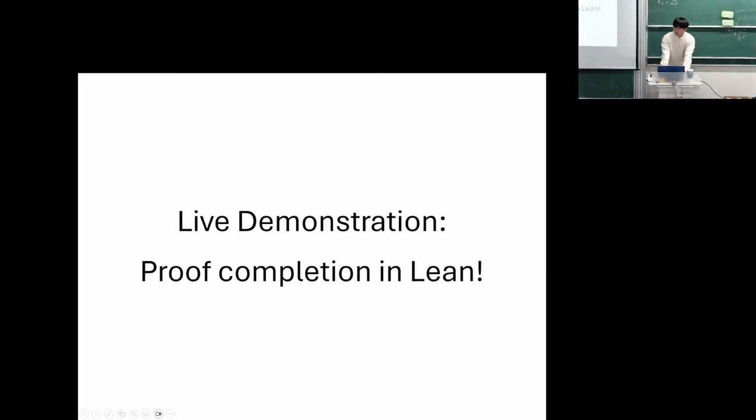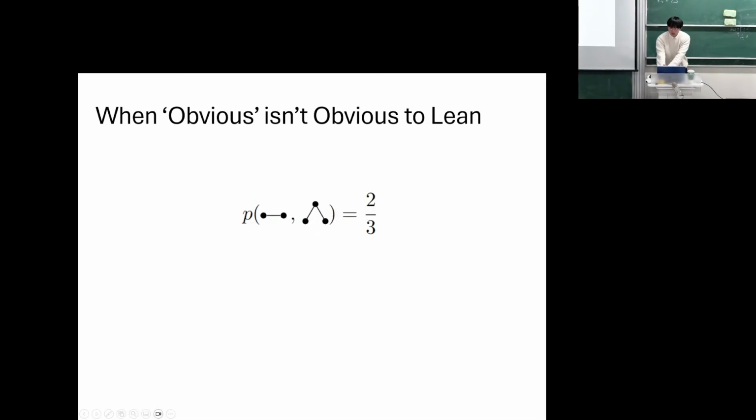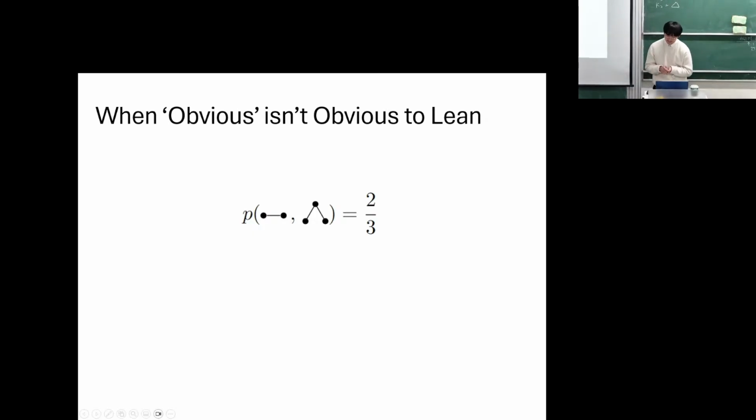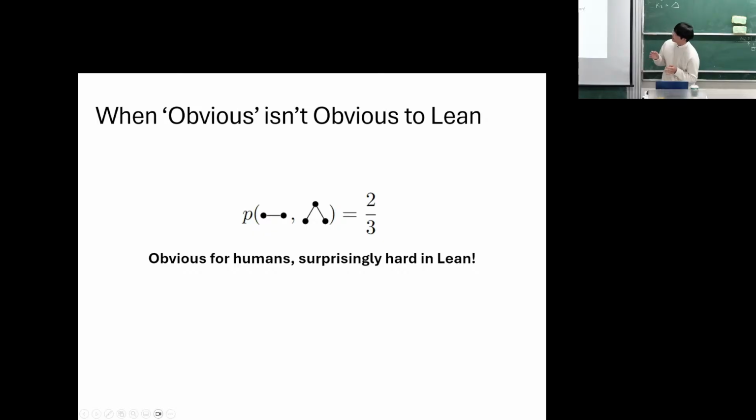And for the rest of the talk, I would like to share an experience from our formalization process. Consider proving this statement. For a human, it is quite obvious that this subgraph density is 2 over 3. However, when we tried to prove this in Lean, it turned out to be surprisingly hard. The proof required hundreds of lines of code. Why is this easy for humans but difficult for Lean?